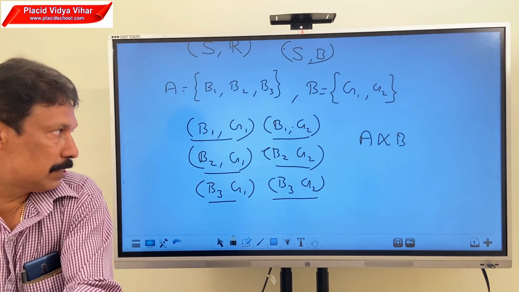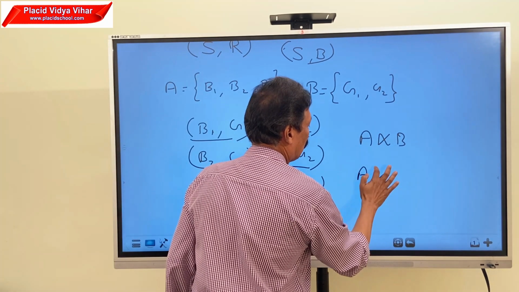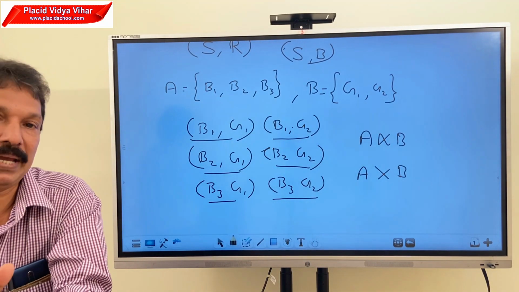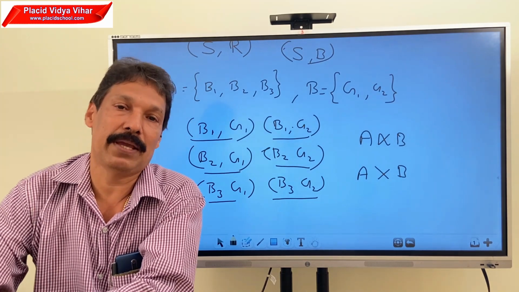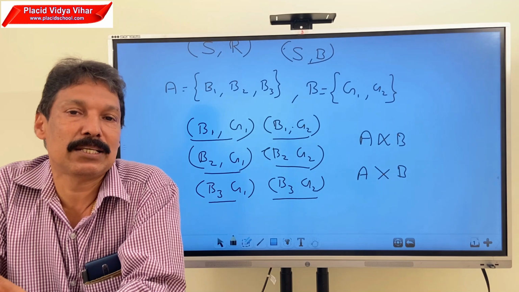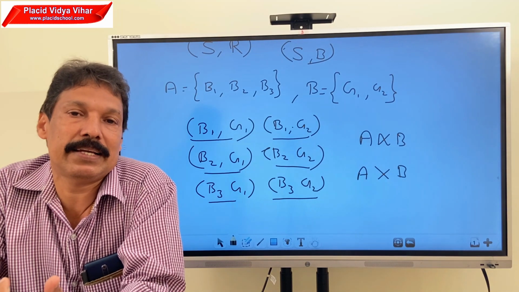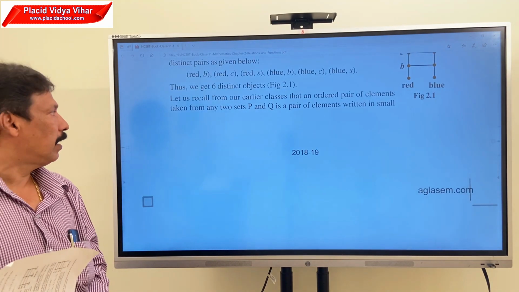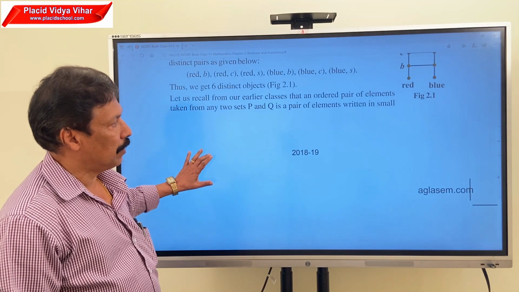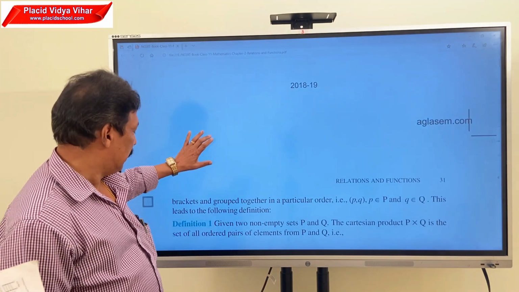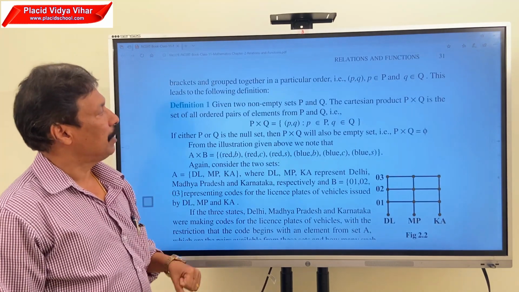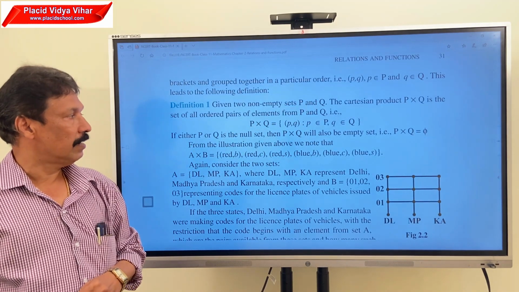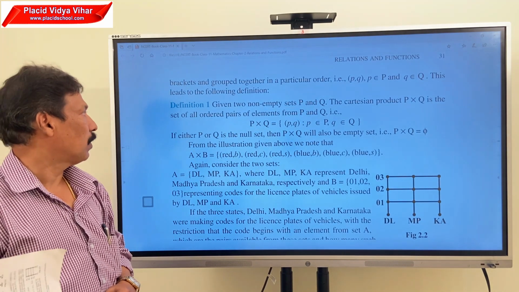That is A cross B, the Cartesian product A cross B. That means it is the set of all ordered pairs in which the first entry is coming from the first set and the second entry is coming from the second set. An ordered pair of elements taken from any sets P and Q is a pair of elements written in small brackets and grouped together in a particular order. This leads to the following definition. So we define the Cartesian product.